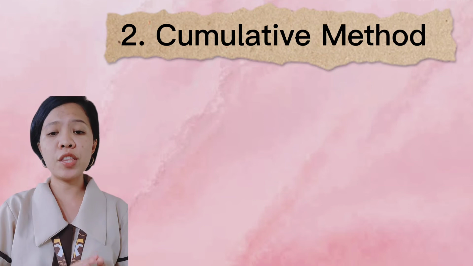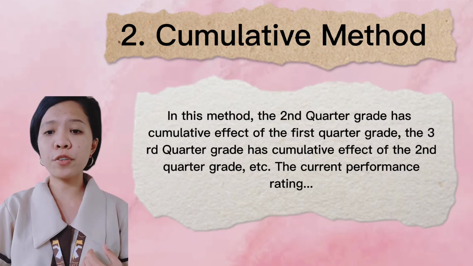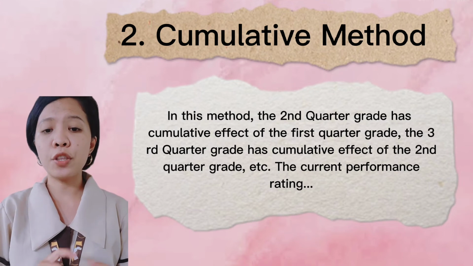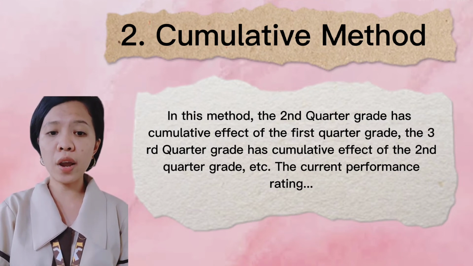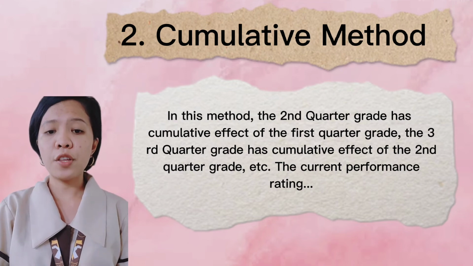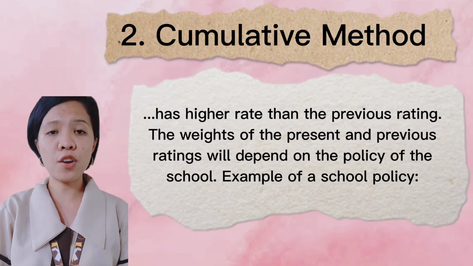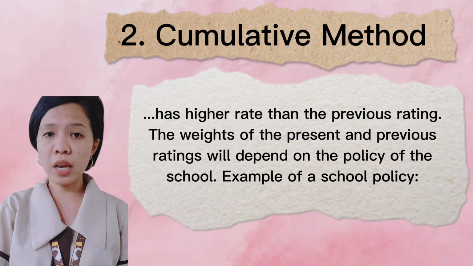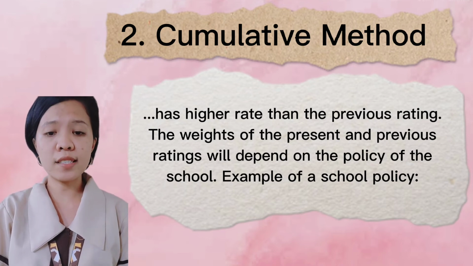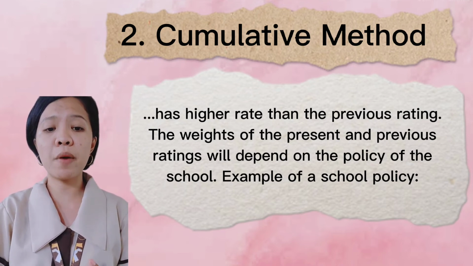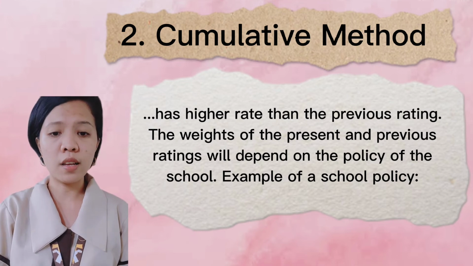Now for the second type of computing the final grade, it is the cumulative method. In this method, the second quarter grade has a cumulative effect of the first quarter grade. The third quarter grade has a cumulative effect of the second quarter grade, and so on. The current performance rating has higher weight than the previous rating. The weights of the present and previous ratings will depend on the policy of the school.